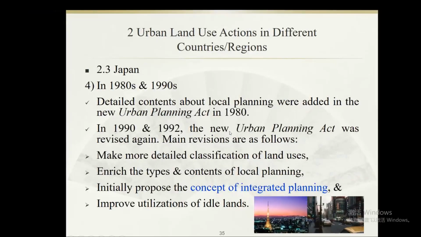And this law about the urban land use development had further improvements in the 1980s and 1990s. Okay. Detailed contents about local planning were added in the new Urban Planning Act. In 1990 and 1992, the new Urban Planning Act was revised again. Main revisions are as follows. First, make a more detailed classification of land uses. Very detailed. Okay. Enrich the types and contents of local planning.